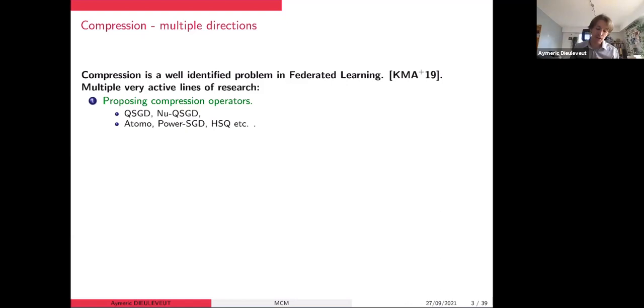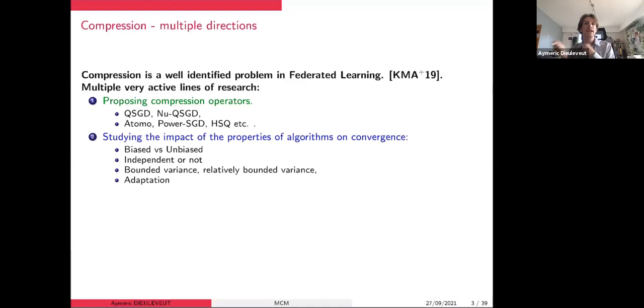Another direction is to understand how the properties of these compression operators relate to the convergence of the algorithms. Some of the compression operators that we consider can be biased or unbiased. Operators can be independent from each other or not. They can have bounded variance uniformly or relatively to what they're compressing. This is a very classical assumption that I'm going to use: the variance of an unbiased compression operator scales proportionally to the squared norm of the vector I'm compressing. So this is really the interaction between classical algorithms and the assumptions that we have on the compression operators.